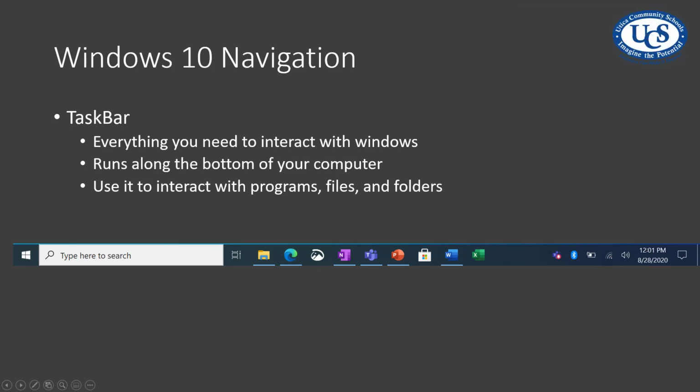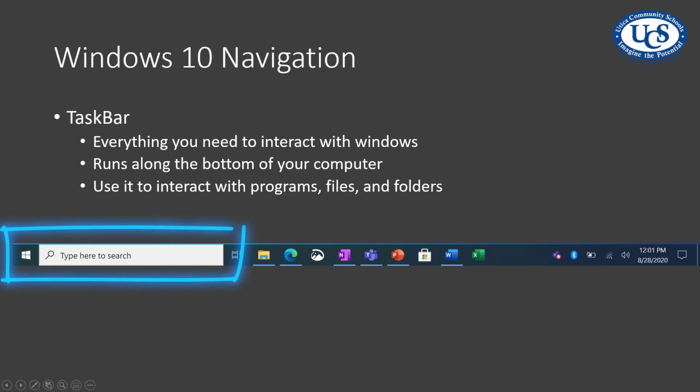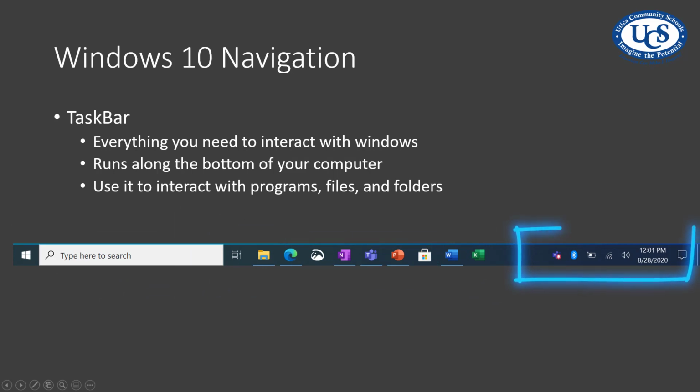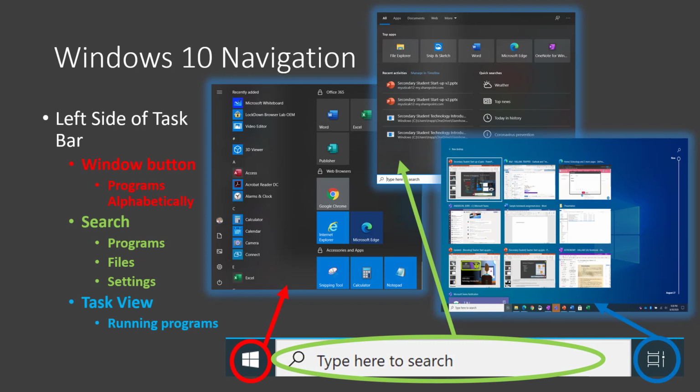We're going to explore the taskbar by looking at its three parts: the left, middle, and right side. Each has important functions that we will now explore. We will start our exploration of the taskbar by looking at the left side. On the left side, you will see three icons: a Windows icon, a search bar, and what looks like a movie film icon.